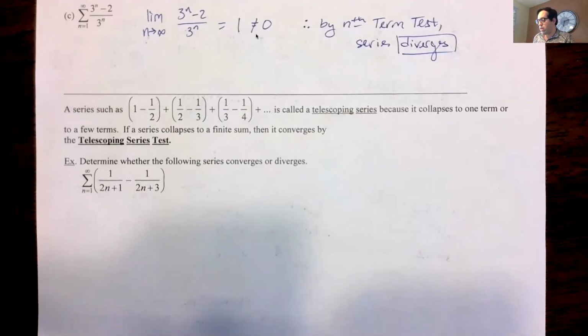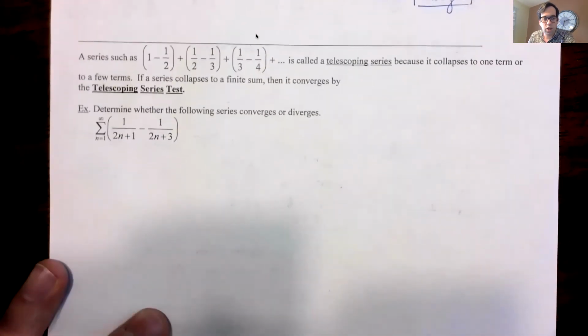So we are going to determine whether the following series converges or diverges using the telescoping series test. Why it's called telescoping is, think about a telescope, one of the ones that collapses. What we're going to see is that all of the terms in the middle collapse and just leave us with something at the beginning or something at the end. So let's take a look.